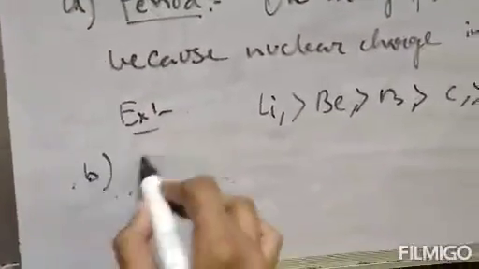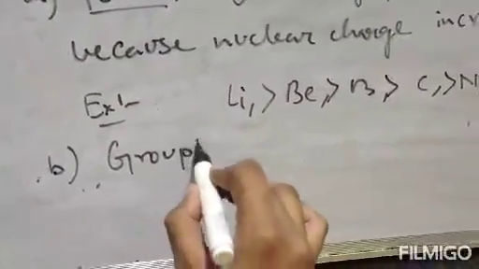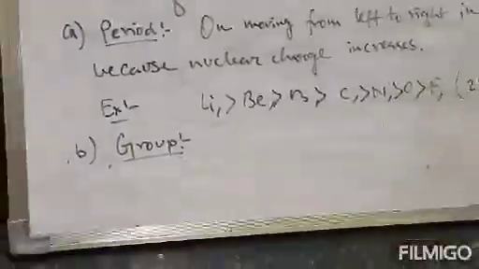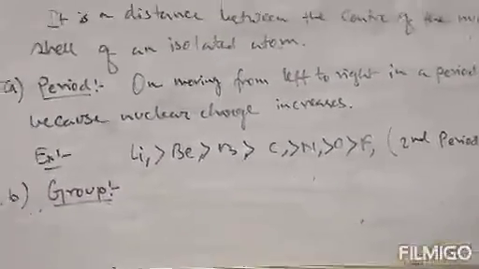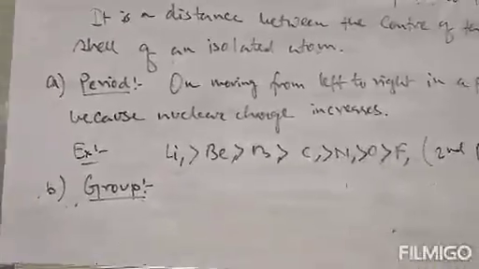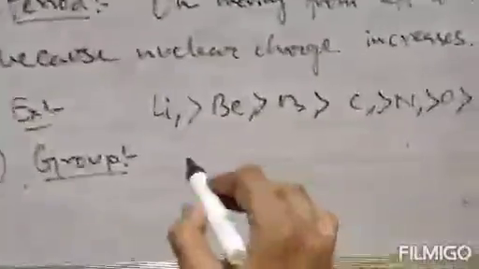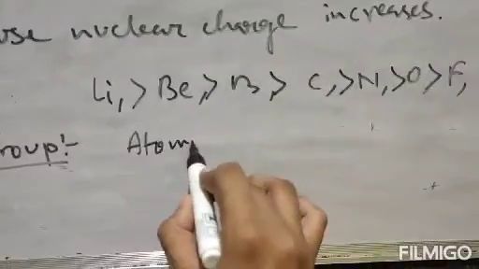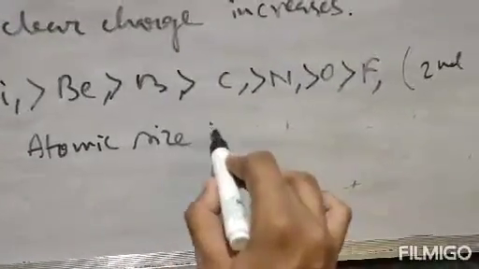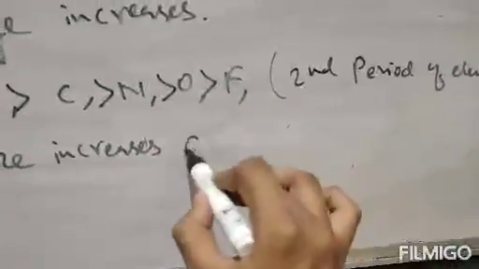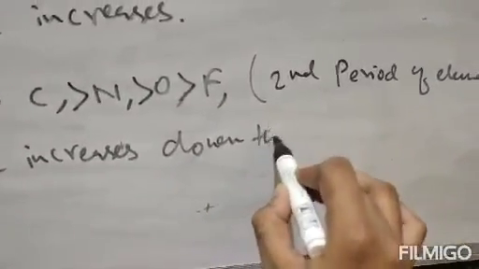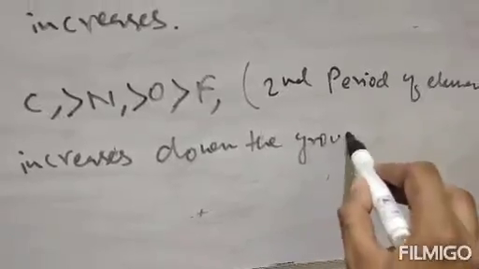So if we are talking about group wise, in a group atomic size will increase. If we move down the group from top to bottom, atomic size will increase. So group wise, atomic size increases down the group.